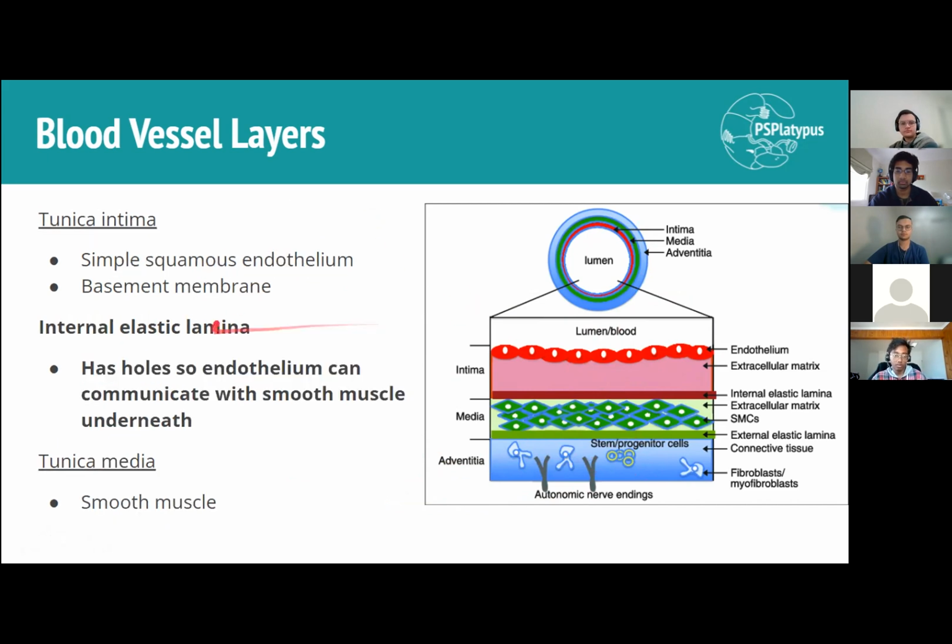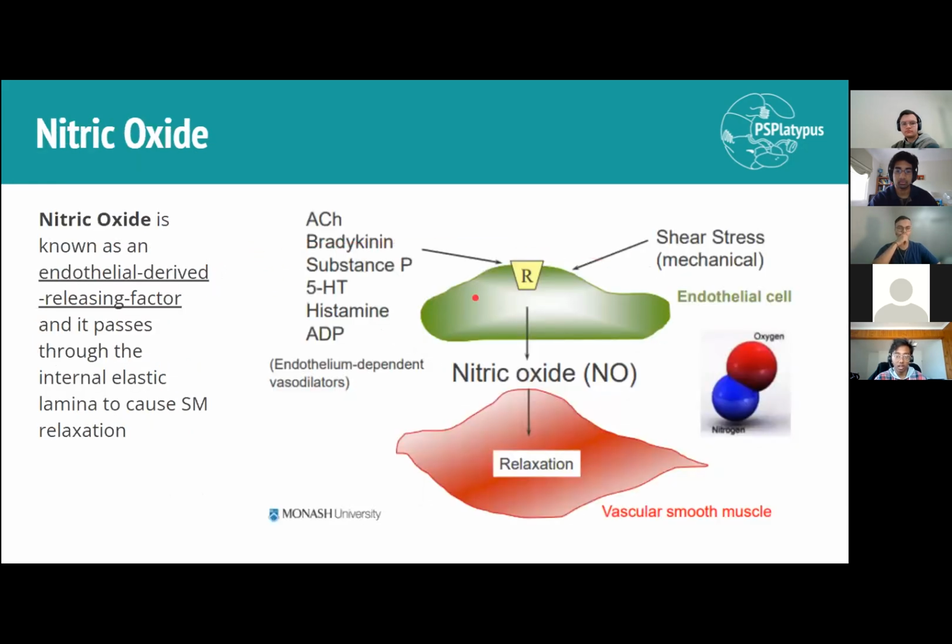So what I want to actually talk about is the internal elastic lamina. In between the intima and the media, it has holes. This allows the endothelium to communicate with the smooth muscle underneath. So our endothelium is going to release a bunch of different substances.